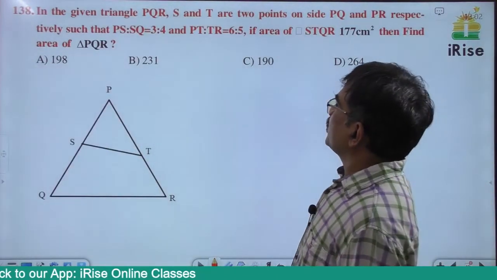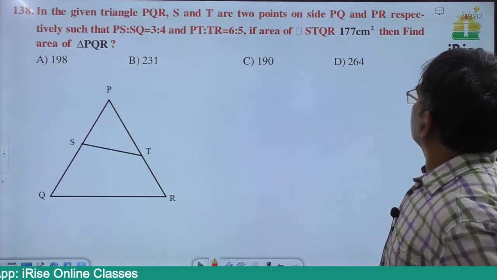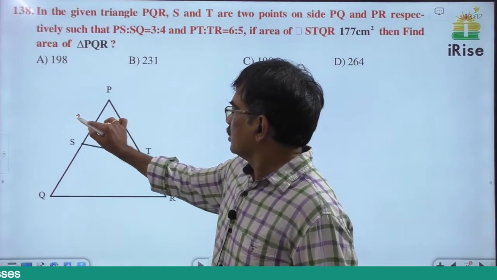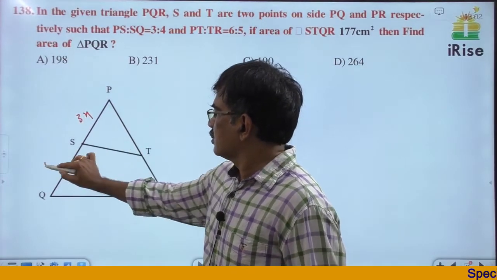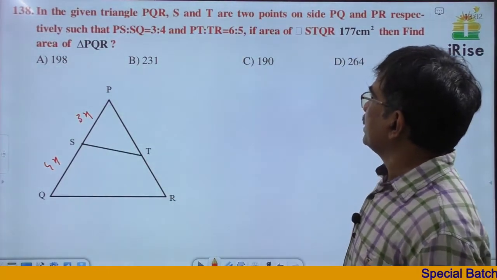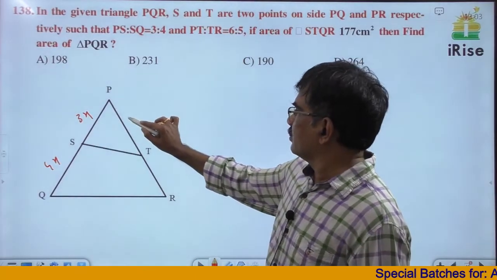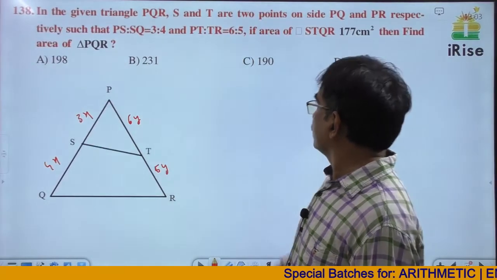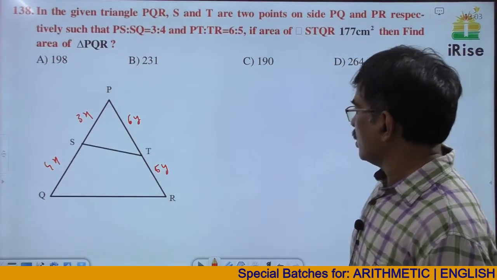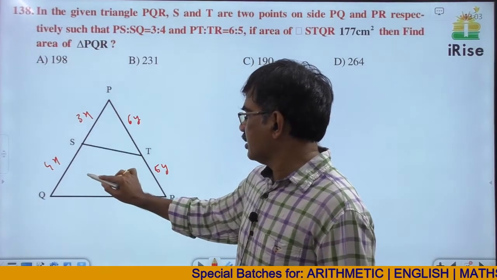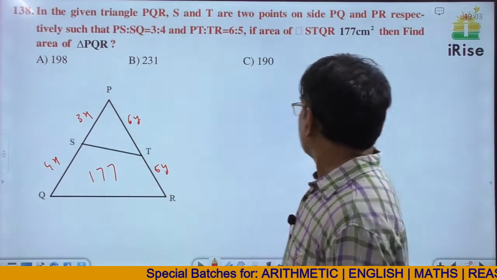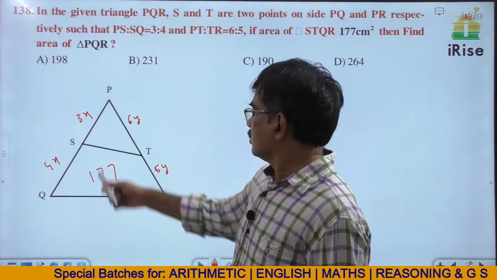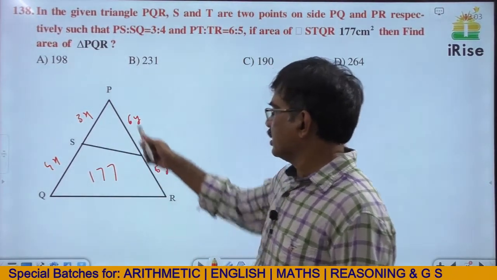In the given triangle PQR, S and T are 2 points on the sides PQ and PR respectively, such that PS is to SQ is 3:4. This is 3x, this is 4x. PT is to TR is 6:5, 6y and TR 5y. If the area of STQR, this area, is given as 177 square centimeters, then what is the area of triangle PQR? The total area they want.